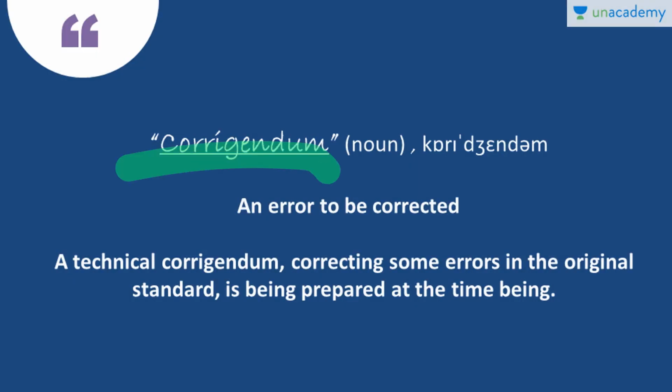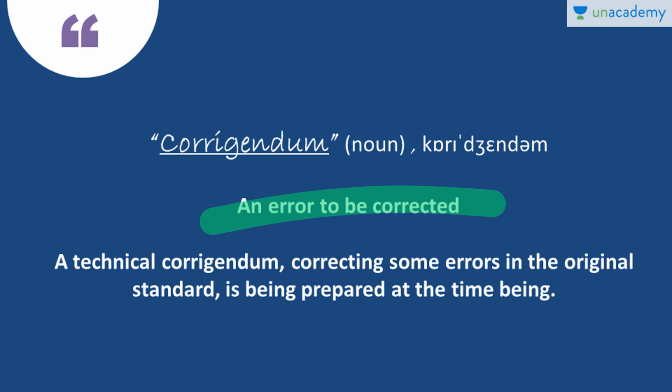The next is corrigendum. Now what is this corrigendum? First of all, it's a noun, and the pronunciation is, you can look here, corrigendum. Now what is it? It means an error to be corrected. If you use the plural form, it would mean the list of errors to be corrected. But this word corrigendum is the singular form, which is why I'm saying its meaning is an error to be corrected.